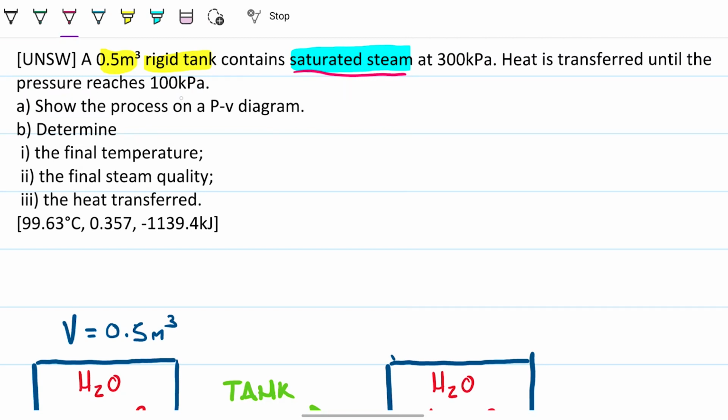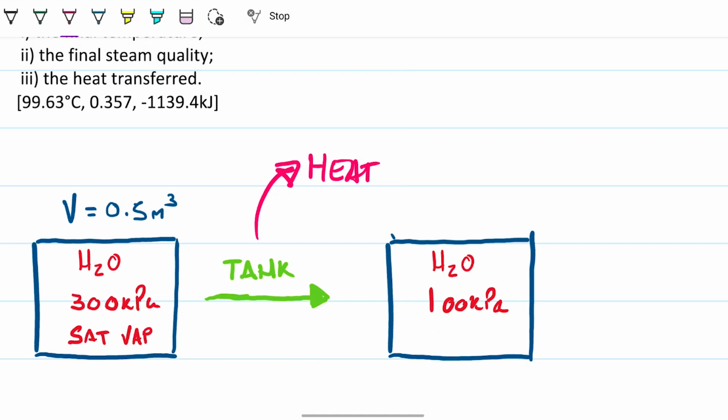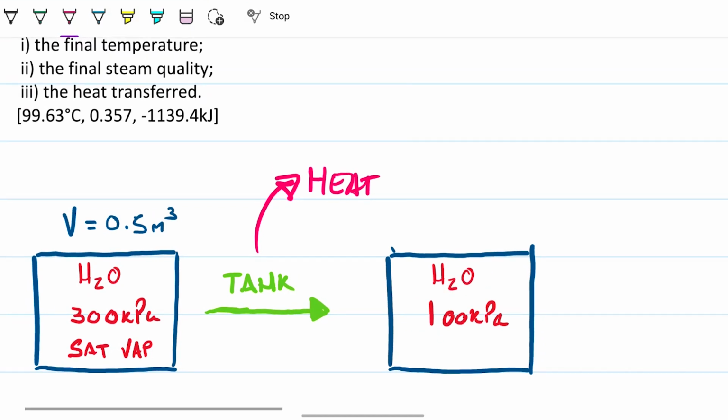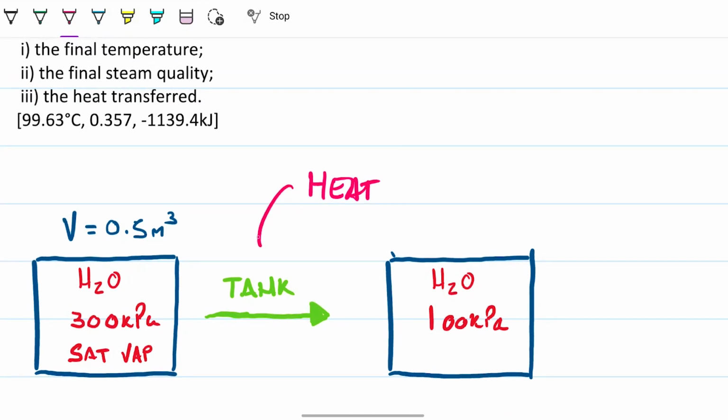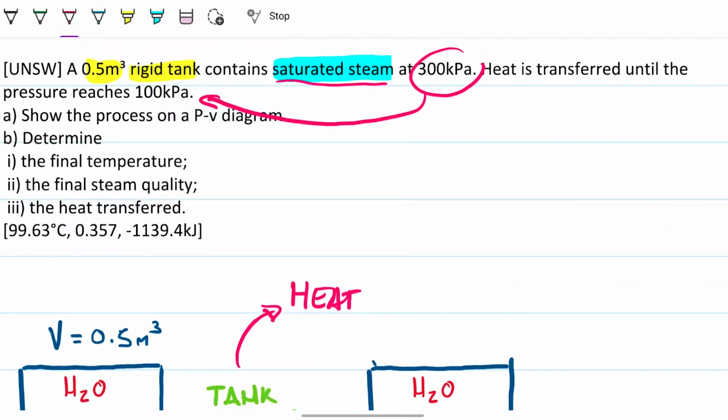Heat is transferred until the pressure reaches 100 kilopascals. So note what's happening. We're going from 300 kilopascals to 100 kilopascals without changing the volume. How can that happen? That can only happen if heat is leaving my system. I'm decreasing my pressure. If the pressure in the second state were increasing, say 301, 350, 400, then I would assume heat is going into my system. But because it's decreasing, I assume it's going out. I don't need to know this right now; it's just my assumption. We can check and be sure as we do the math around this problem.